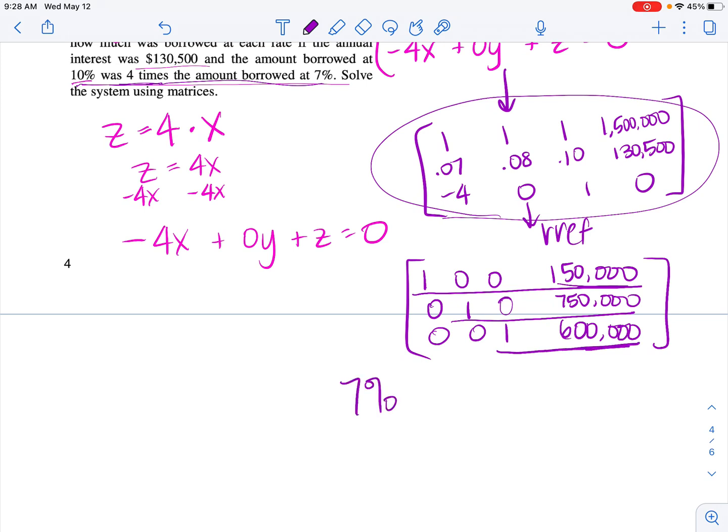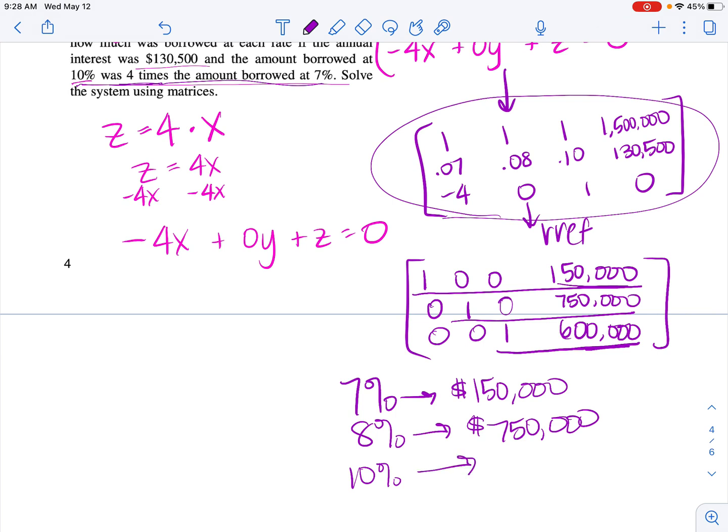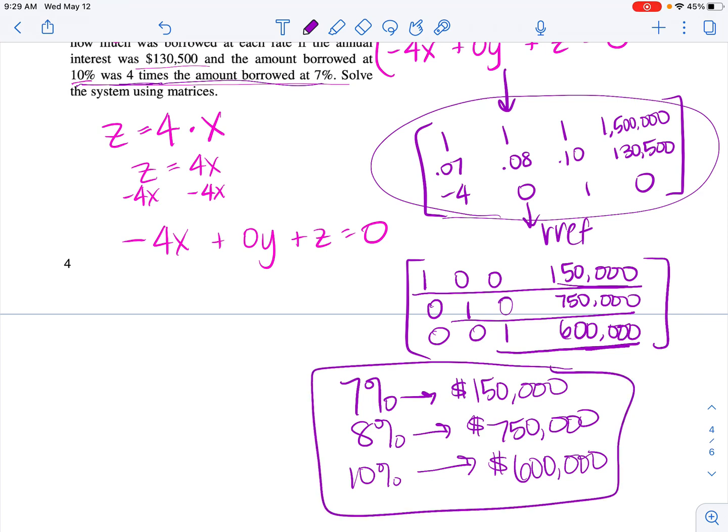So then I can write the amount at 7% is 150,000. The amount at 8% is 750,000. And the amount at 10% is 600,000. And that would be my final answer.